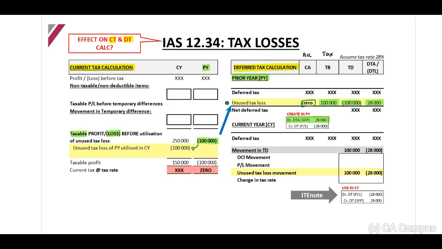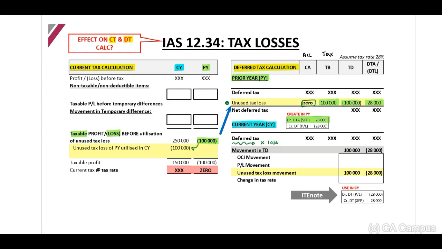Now, in the current year, look at this. In the current year, the year in which we use that 28,000, identify that we do not have a line item included here relating to the loss. There is no line item relating to that loss because we now use that 28,000, 100,000. Therefore, that amount will now be 0.